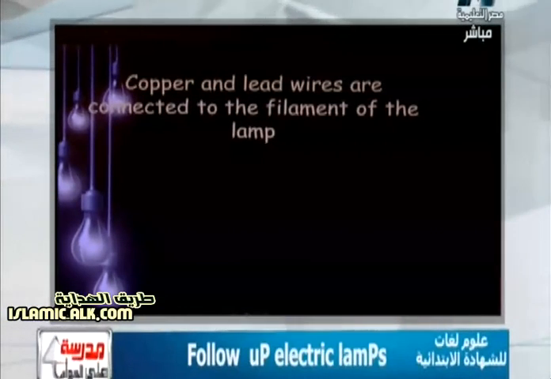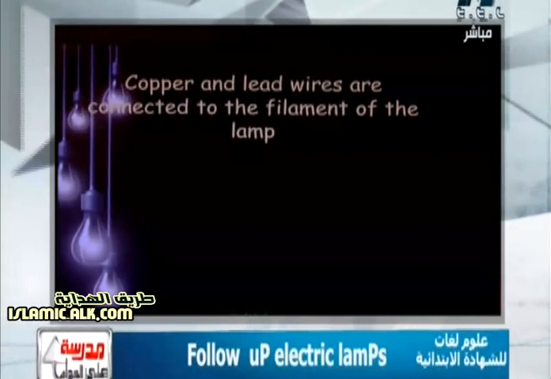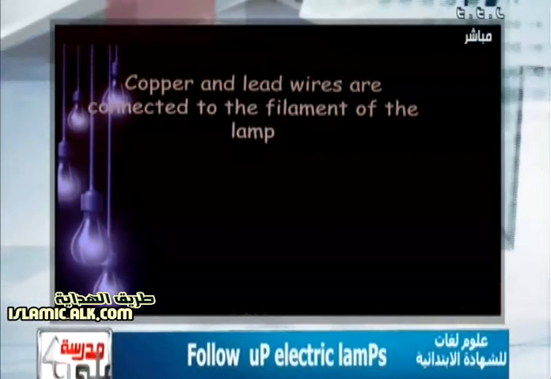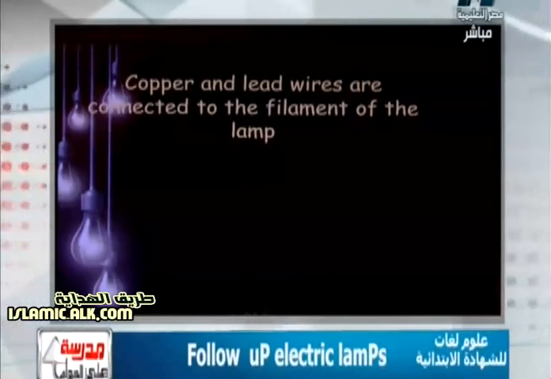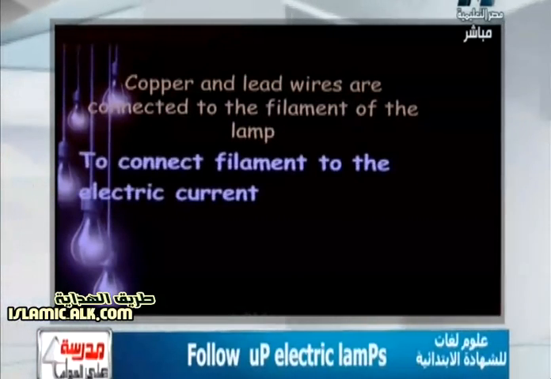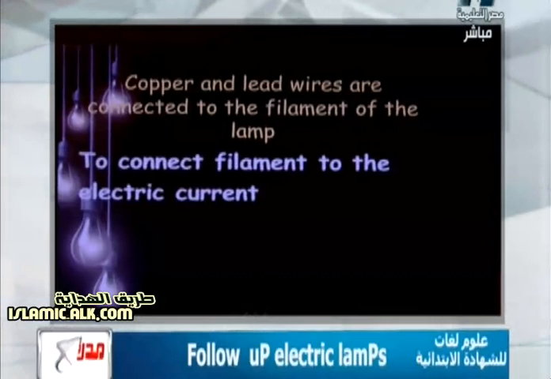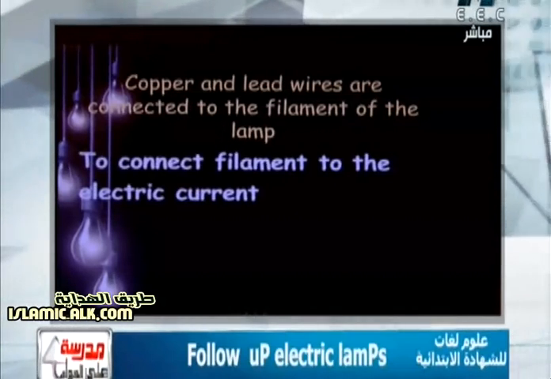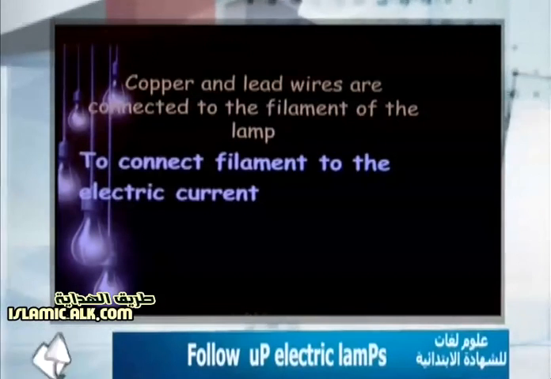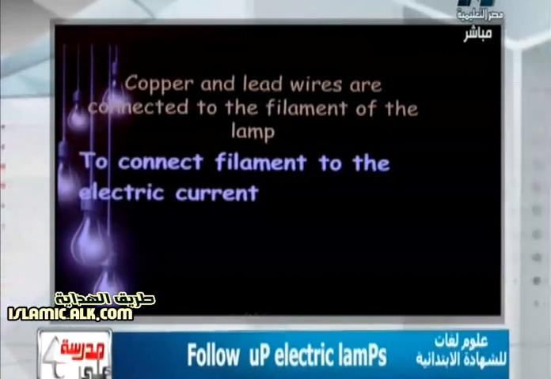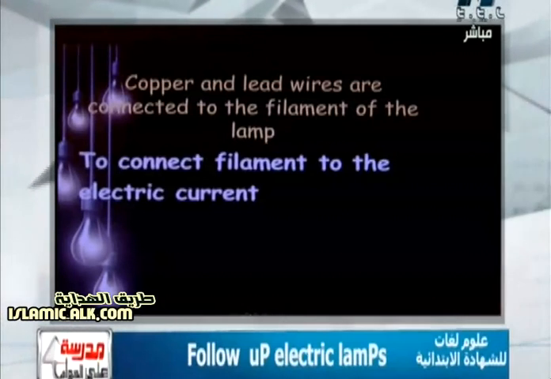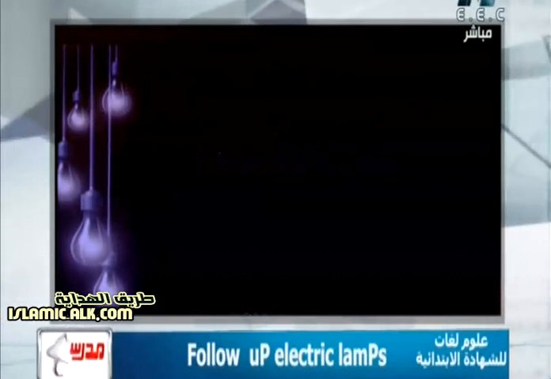Copper and lead wires are connected to the filament of the lamp. I'm sure the answer will be: to connect the filament to the electric current. Again, copper and lead wires are connected to the filament of the lamp to connect the filament to the electric current.